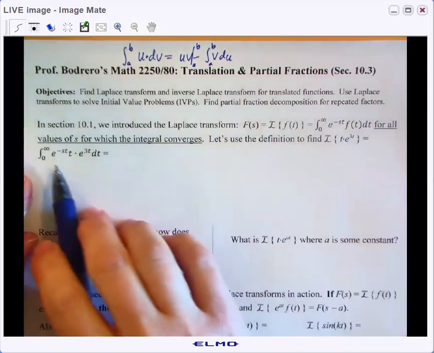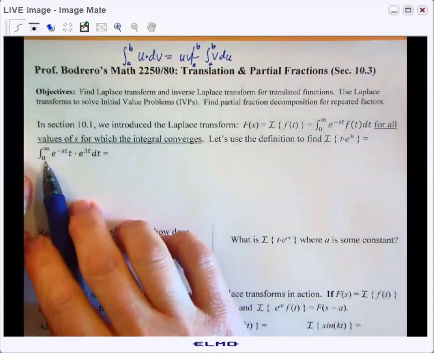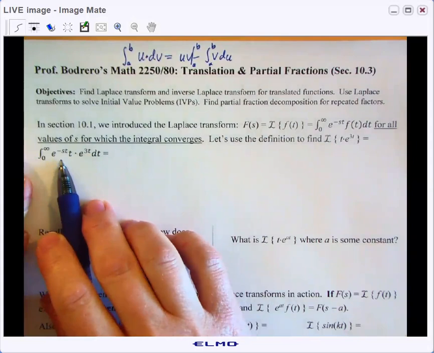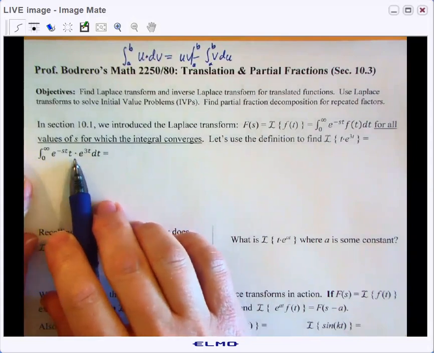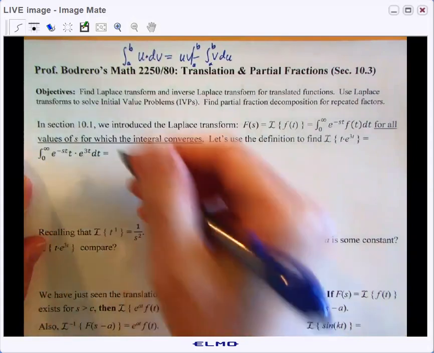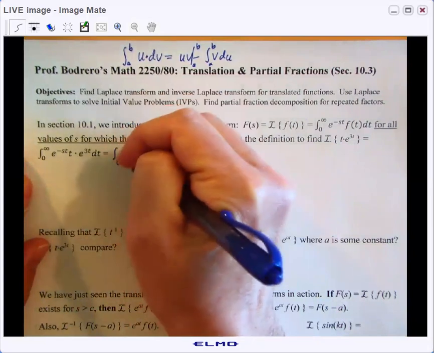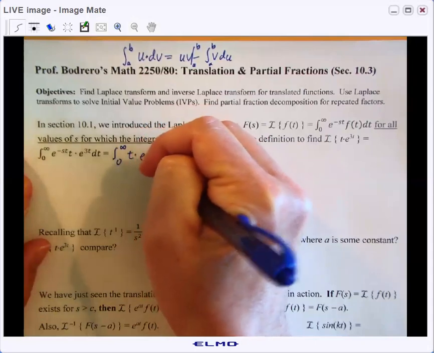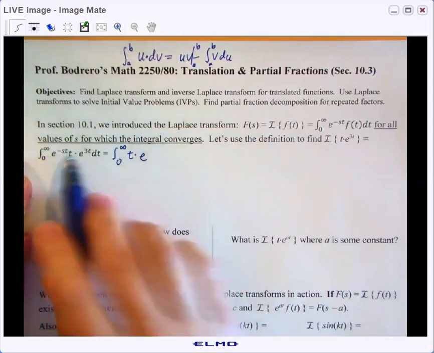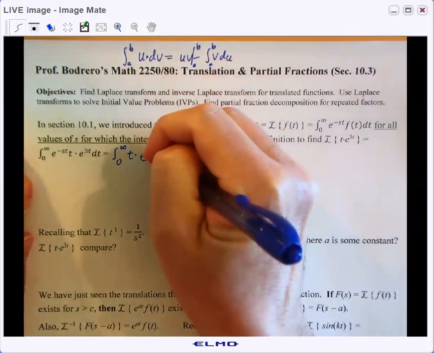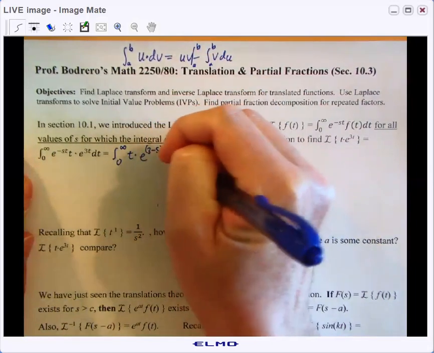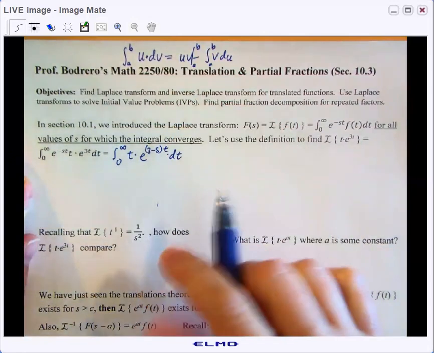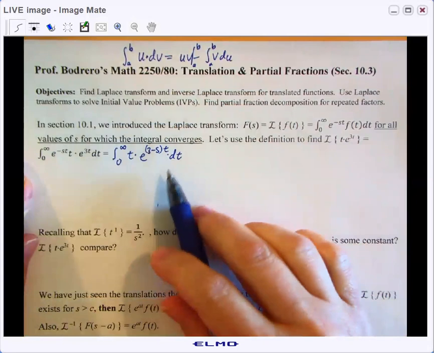And I'll even write out the first step for you here. So that's going to be the integral from 0 to infinity of e to the negative st times t times e to the 3t dt, which I'm going to rewrite as the integral from 0 to infinity of t times e to the (3 minus s)t dt. So we're going to need two techniques here from Calculus 2.